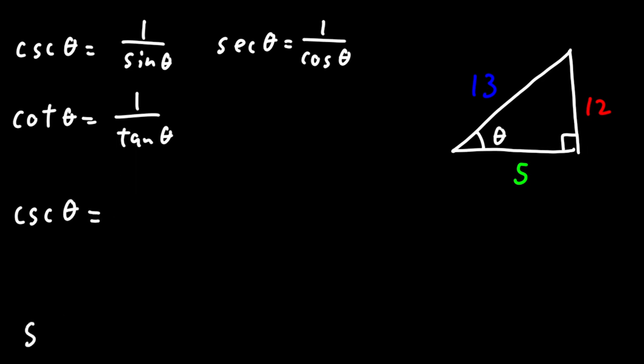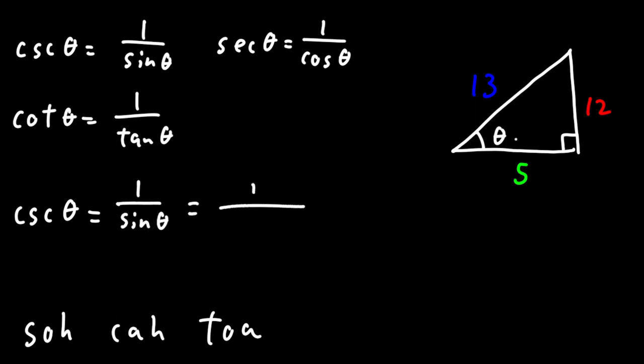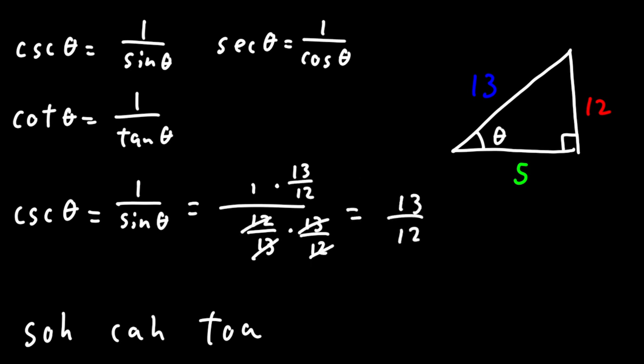Recall SOHCAHTOA. Cosecant of theta is 1 over sine of theta. Sine of theta is opposite over the hypotenuse. So that's 12 over 13. Let's cancel out the denominator. Let's make the denominator equal 1. We have to multiply both the numerator and the denominator, and we end up with 13 over 12. So cosecant of theta is 13 over 12.